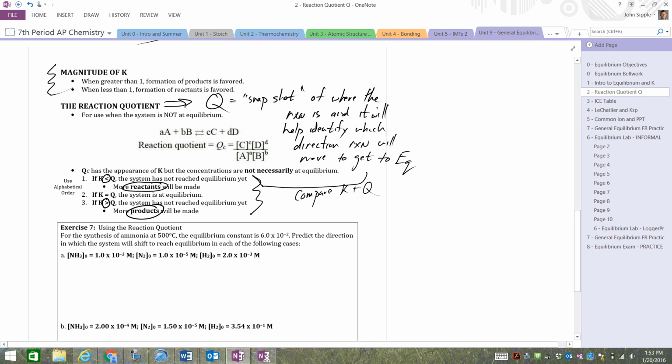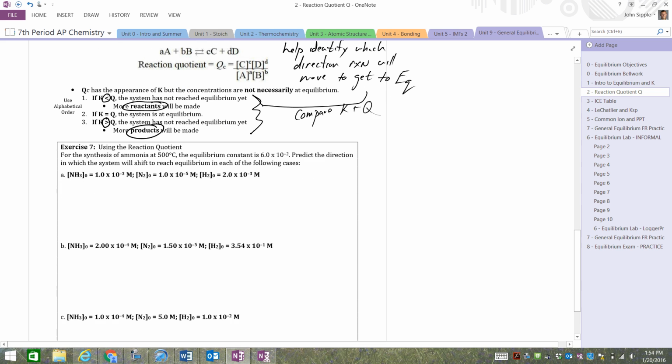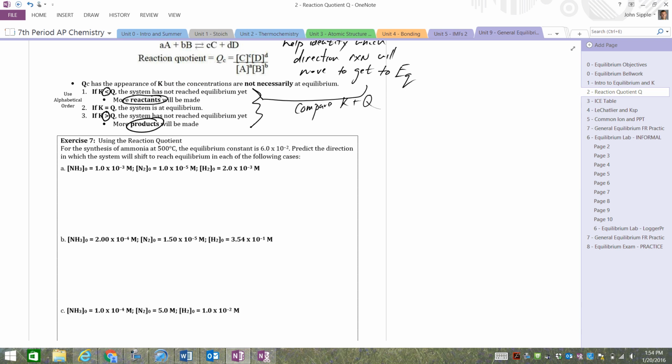So the typical sort of problem here is they're going to give the situation. In this case, synthesis of ammonia at 500 degrees Celsius. So this is the Haber process: N2 plus H2 going to NH3. We need a 3 there. The K value for that is 6.0 times 10 to the minus 2. So they give us the equilibrium constant.